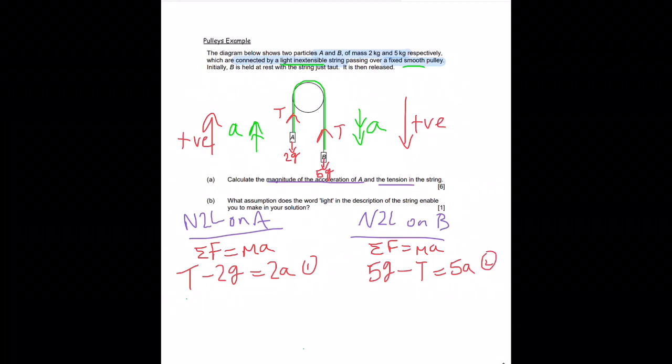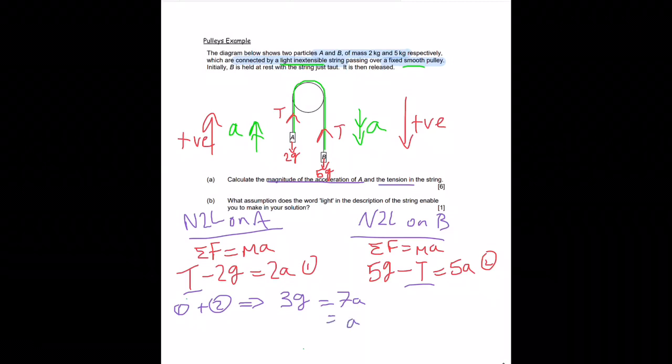And now then, I basically have simultaneous equations to solve. And look, I've got a T and a minus T here, so if I add them together, 1 and 2, then the T and minus T cancel out. Minus 2g and 5g, that's 3g. 2a and 5a is 7a. So a is equal to 3 gravities over 7. 3 times 9.8 divided by 7. I did work that out earlier, is 4.2 meters per second squared. That's the acceleration.